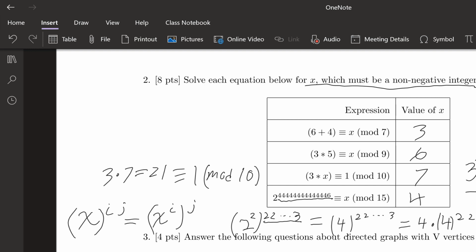Are there any other exponent rules? Yes, I'm going to say there are other exponent rules you should remember. I don't know if I can spout all of them out. Thank you, Windows.